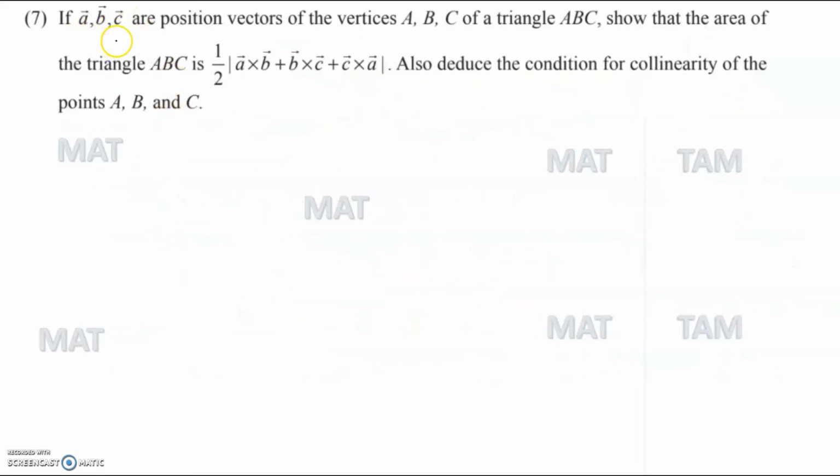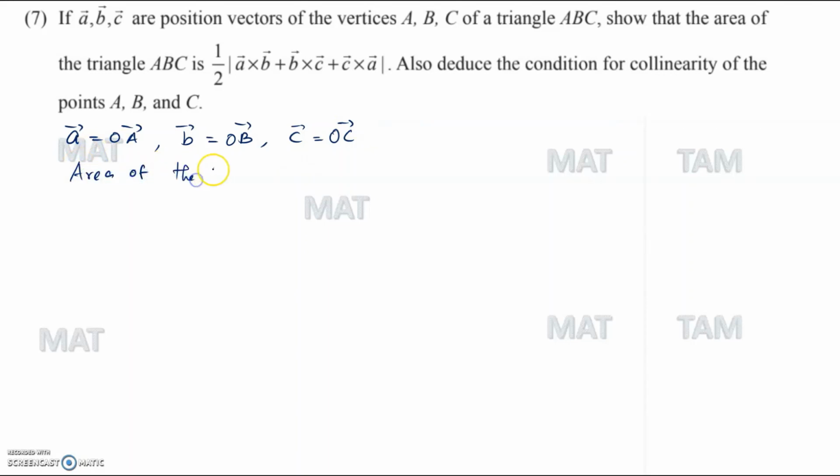Question number 7. If A, B, C are position vectors of the vertices A, B, C of a triangle ABC, show that the area of the triangle ABC is given by this. Also deduce the condition for collinearity of the points A, B and C. So what is given to us is vector A is equal to the OA position vector, and vector B is OB vector, and vector C is OC vector.